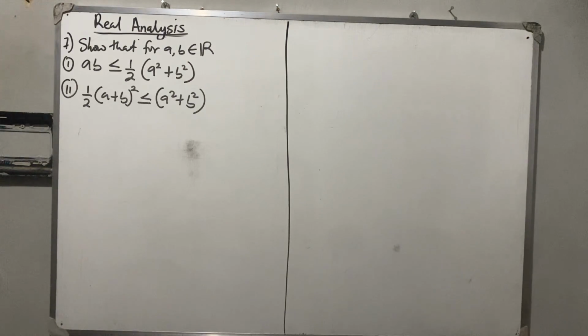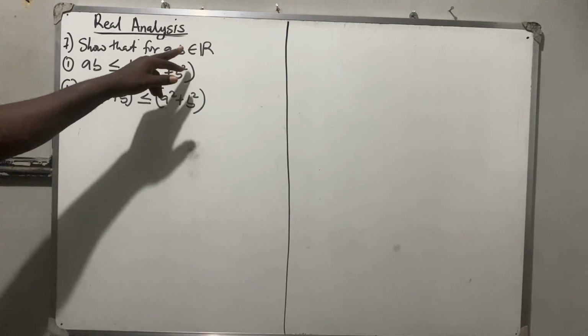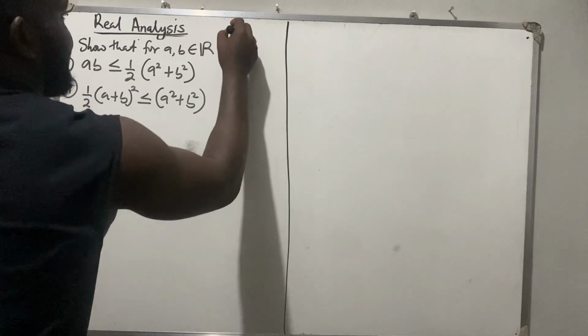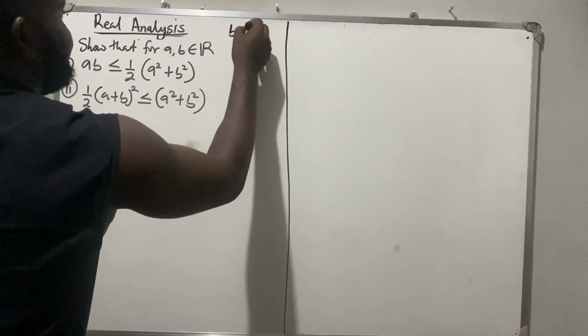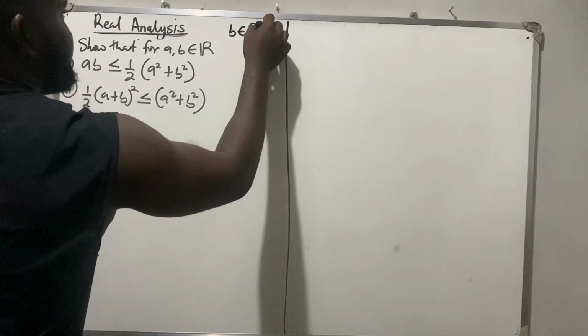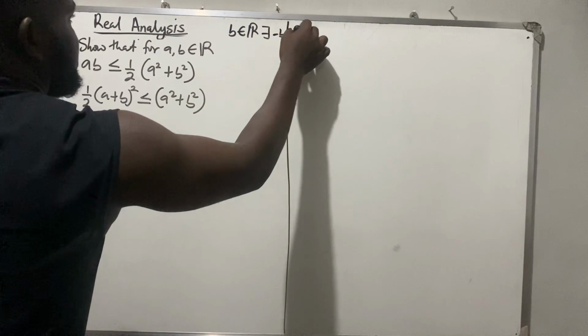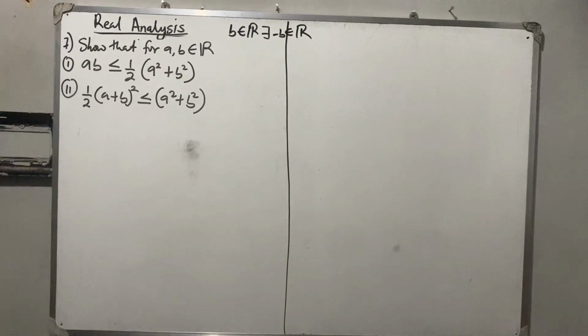Now, for us to solve this particular question, we have to take note of some things. Look at what they said here: that A and B belong to R. You should know that if B belongs to R, that means there exists a negative of B that equally belongs to R. Yes, you should take note of this. Very, very important.